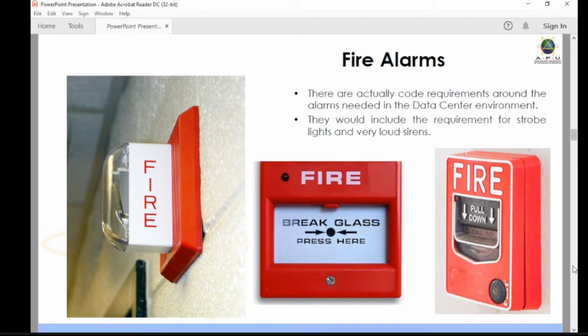Fire alarms, there are actually coded requirements around the alarms needed in data center environments. Okay, they could include the requirement for strobe lights and very loud sirens.